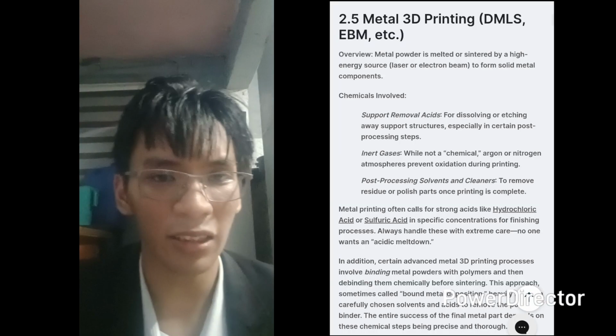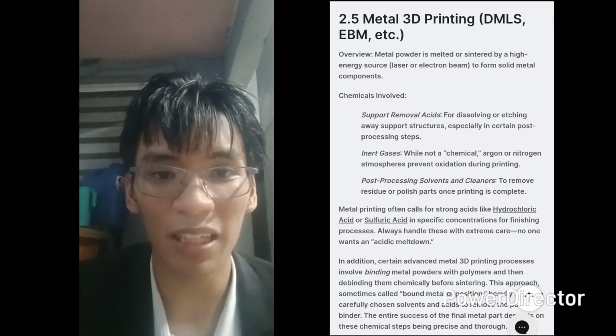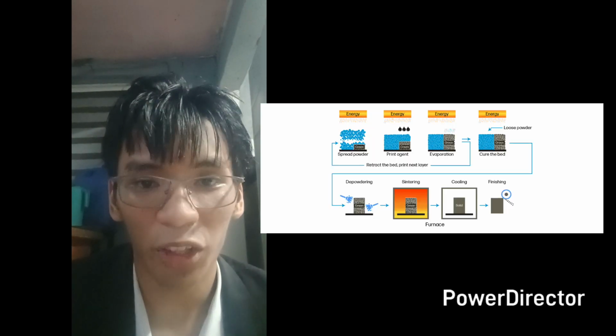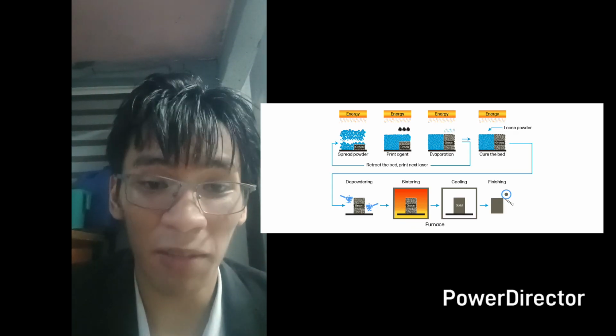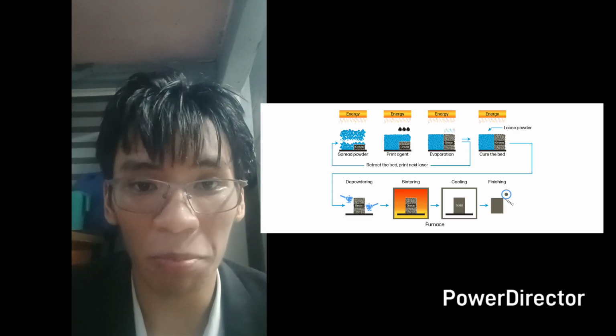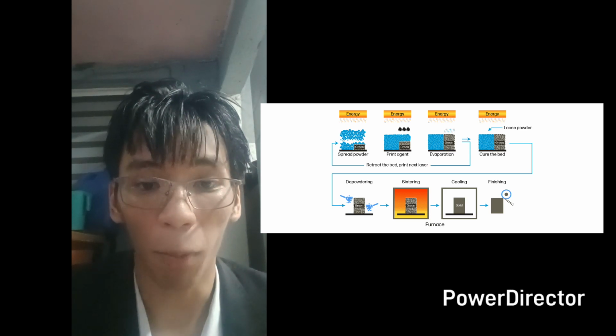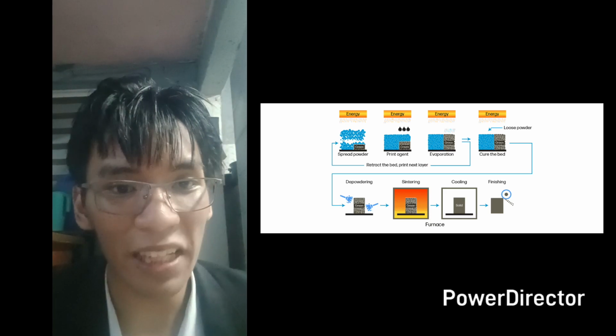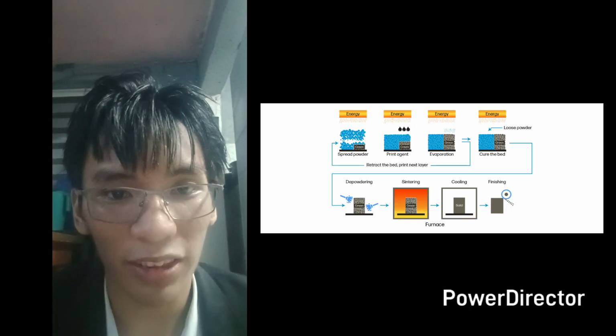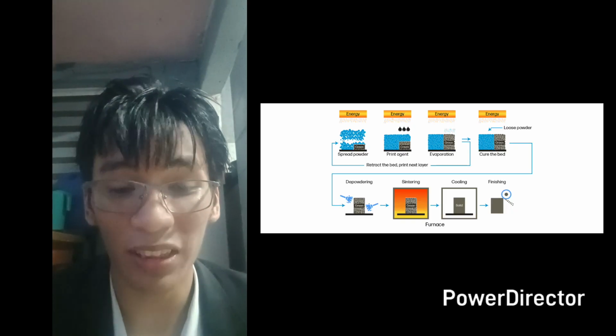And last but not the least is metal 3D printing. It comes in the form of DMLS, EBM, etc. Metal powder is melted or sintered by a high energy source, usually a laser or an even stronger electron beam, to form solid metal components. Additionally, certain advanced metal 3D printing processes involve binding metal powders with polymers and then binding them chemically before sintering.